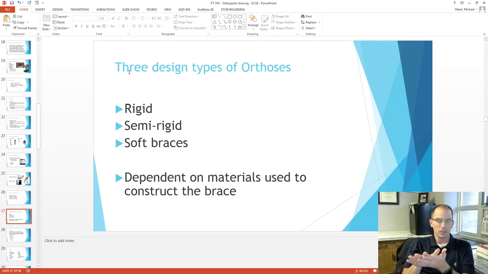So that's something that we'll put in the foot for somebody that has turf toe, where they don't like to go into that first toe extension. So it basically is a solid carbon fiber plate that goes along the whole bottom of the foot, and it doesn't allow them really any extension whatsoever. So it really depends on what your goal is for the patient, what the materials are that are used to construct it, to determine if it's rigid, semi-rigid, or soft.